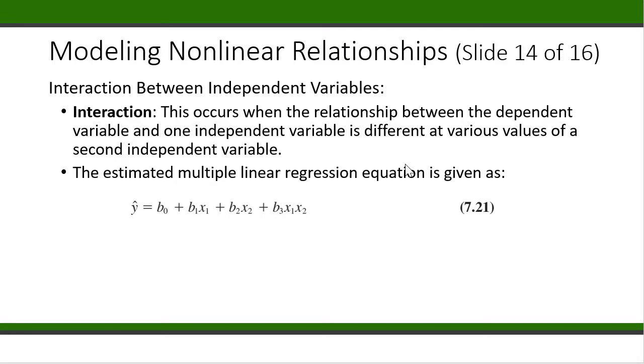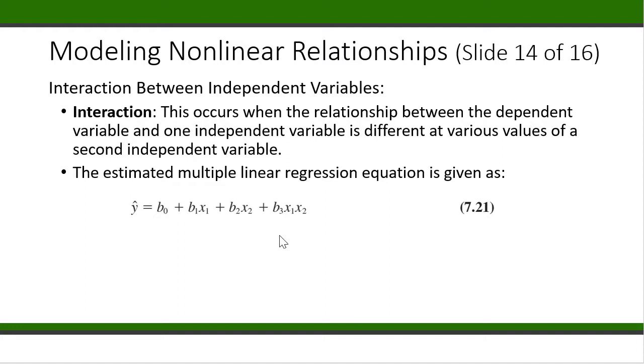So this occurs when the relationship between the dependent variable and one independent variable is different at various values of a second independent variable. And the way you code that is you would do x1 times x2, or the variable that you think has an interaction times the other variable that is also interacting with that. And that will capture the interaction between those two variables. And once you run the statistics for this, the p-value then can tell you whether this is significant or not. That is, if the interaction is significant.